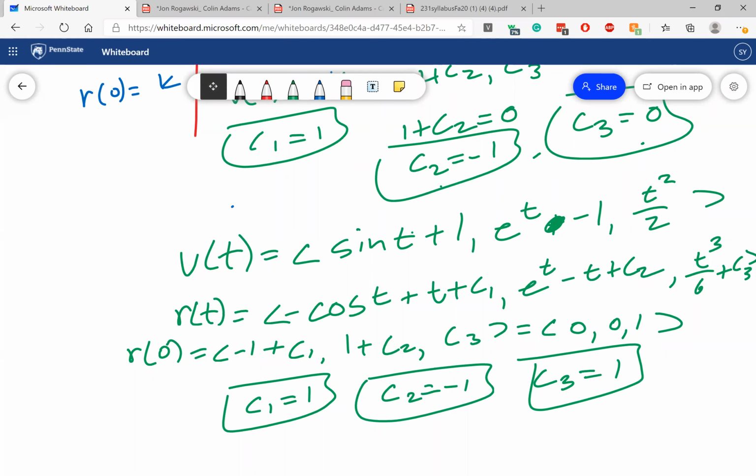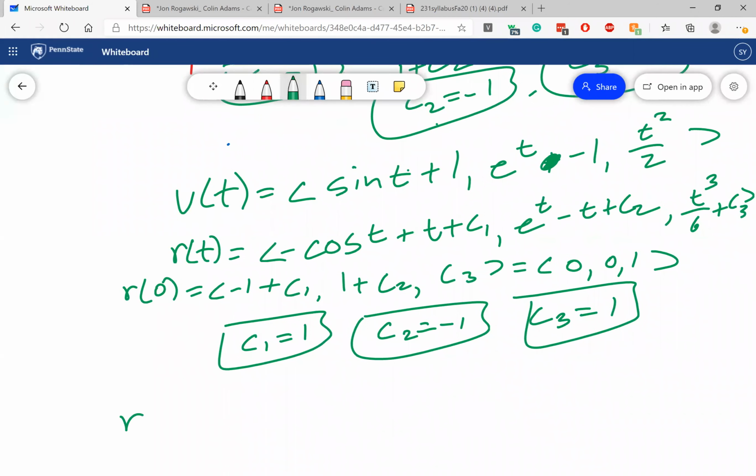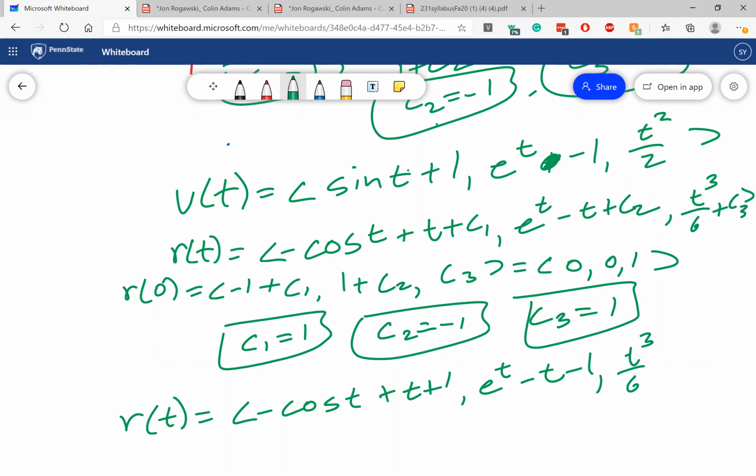So now let's rewrite our r of t. So r of t is now going to be equal to negative cosine of t plus 1, e to the t minus t minus 1, and t cubed over 6 plus 1.